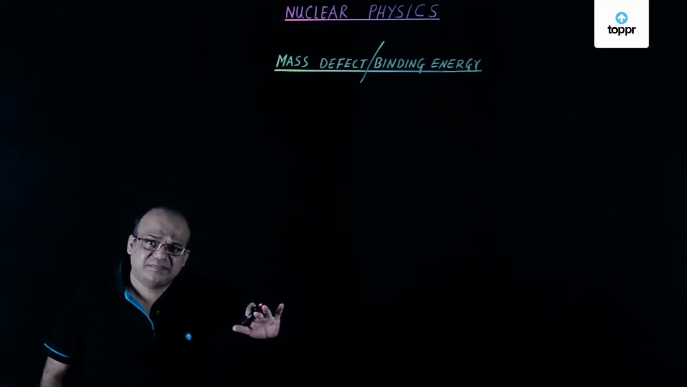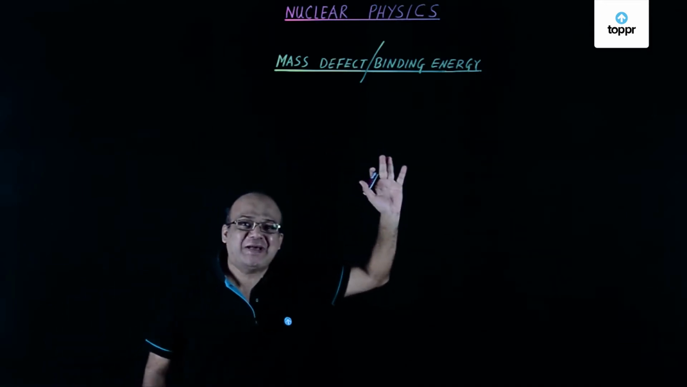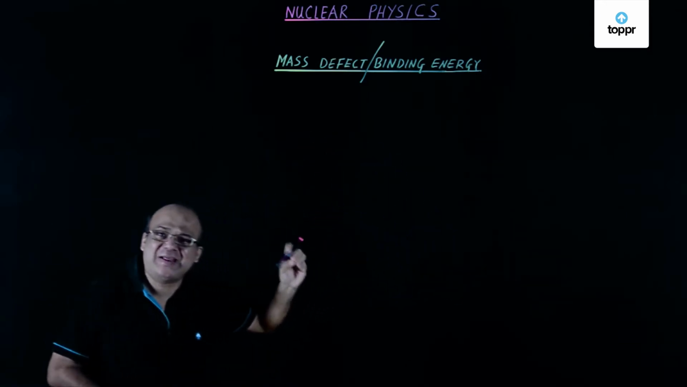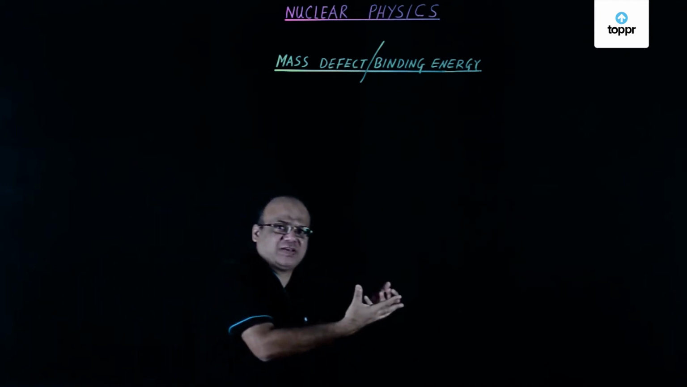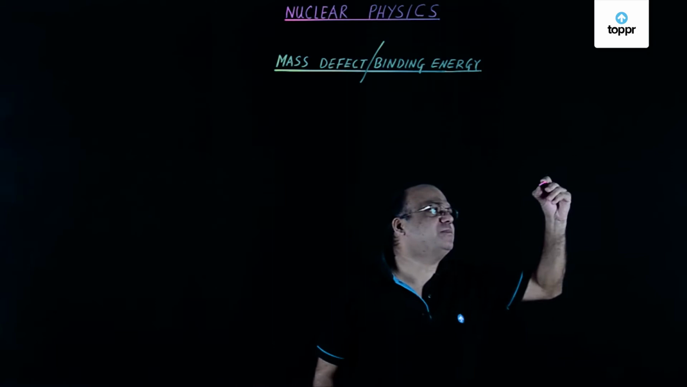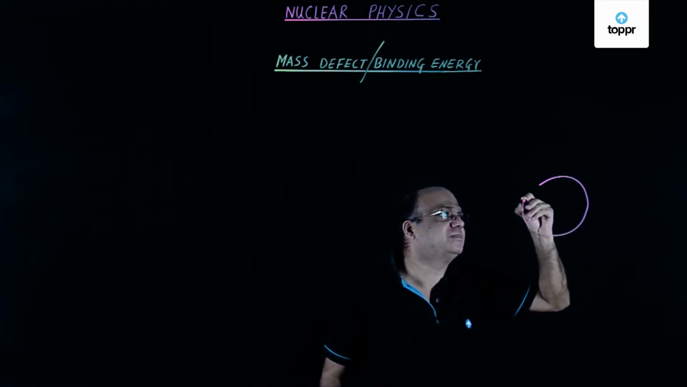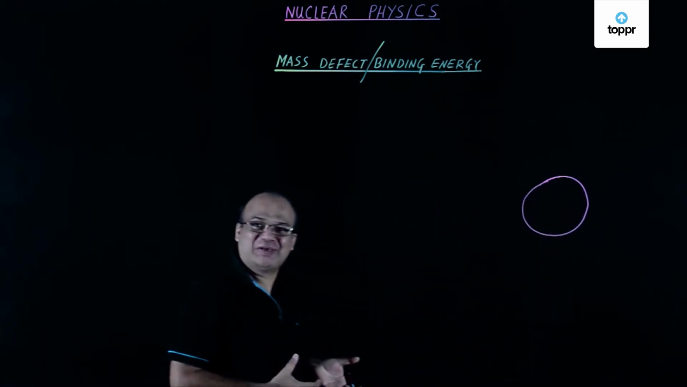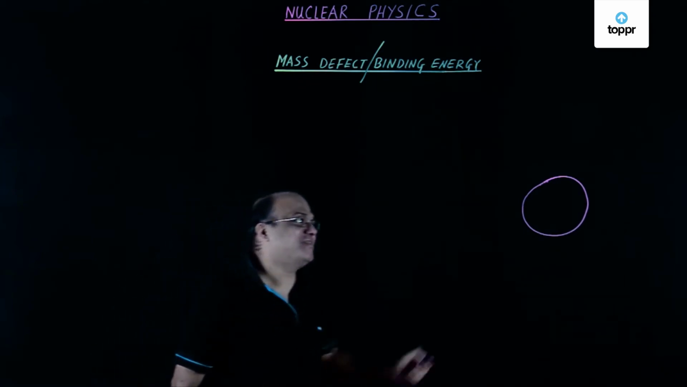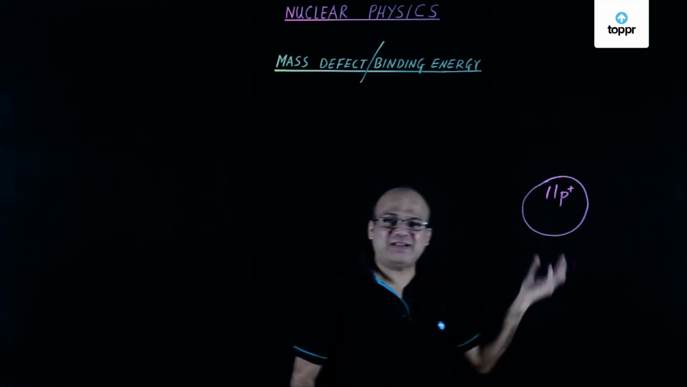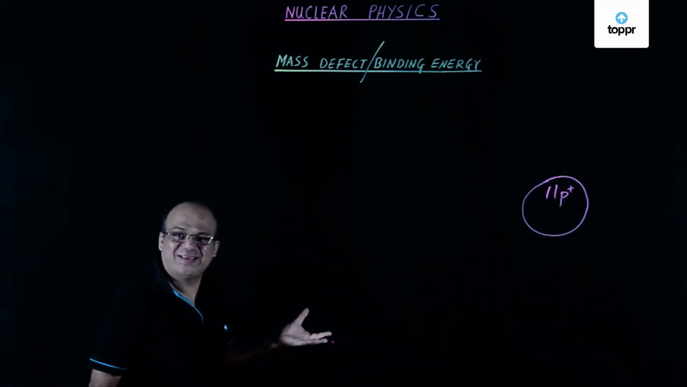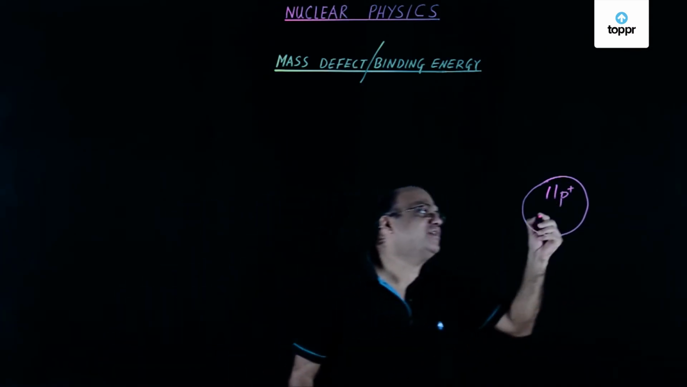In this lesson, we are going to learn about mass defect and binding energy. Let us consider a nucleus like the sodium nucleus. Atomic number of sodium is 11, so it has got 11 protons. Mass number of sodium is 23, so it's got 12 neutrons.